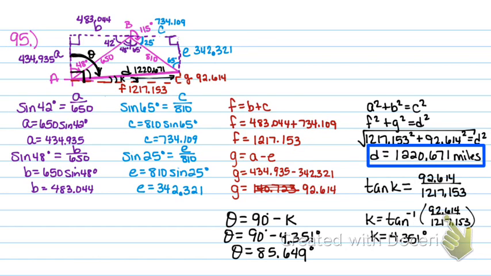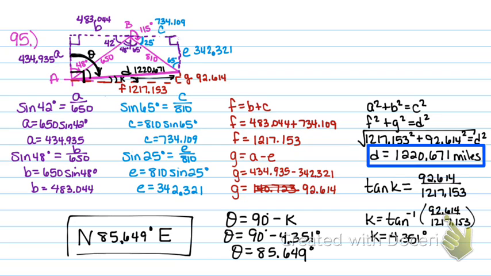Now let's go ahead and write it in terms of bearings like we're supposed to. So which direction is that angle coming from, north or south? It's coming from the north. It's going towards the east. And you said it's 85.649 degrees. And so there's my bearing. And we already have boxed over there in blue our distance from city A to city C.